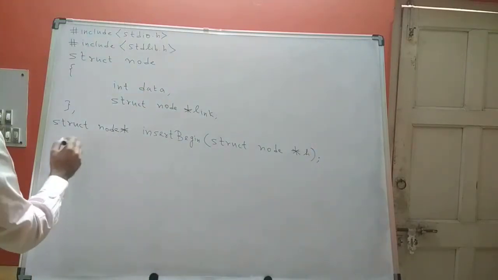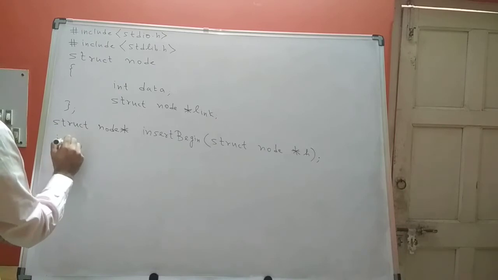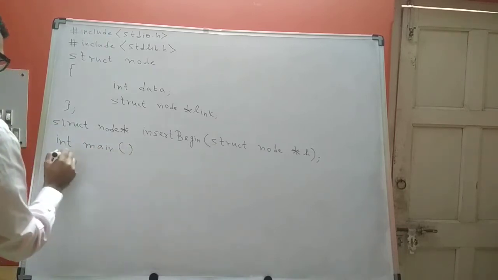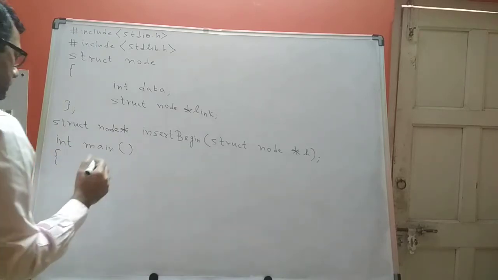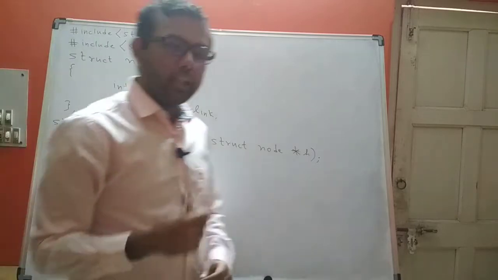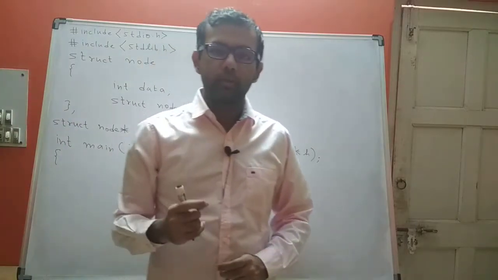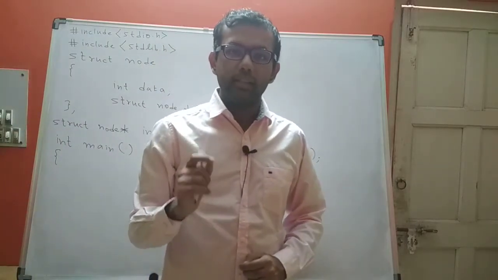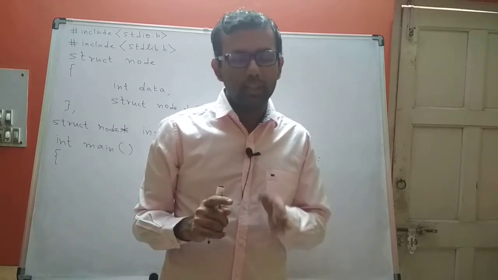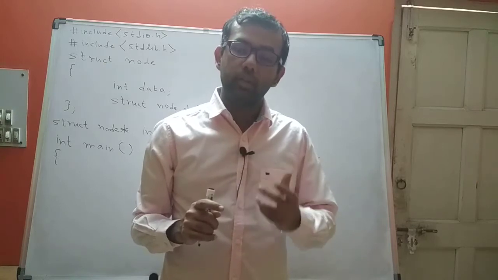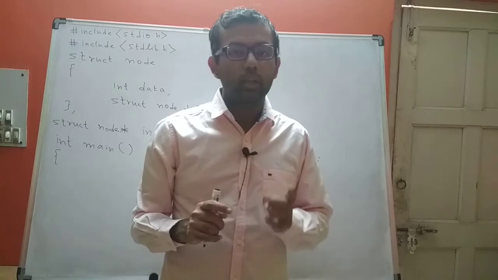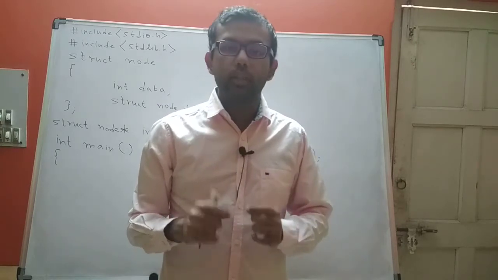Now after declaring the function, I'll start with my main method. In my main method, I need to create a linked list. Every linked list, if you remember from my previous videos, is denoted by its head pointer, right? The starting point of a linked list is how a particular linked list is identified. And how do we denote the starting point of a linked list? Through the head pointer.